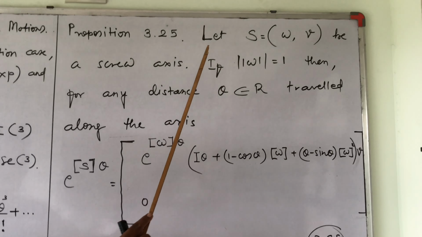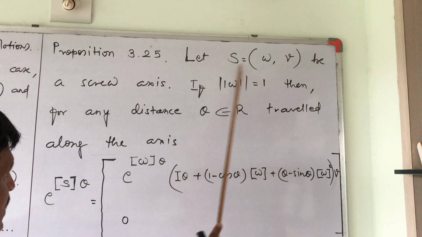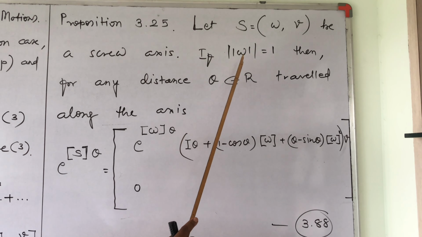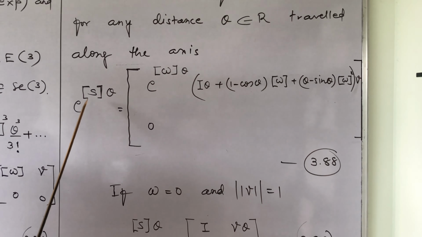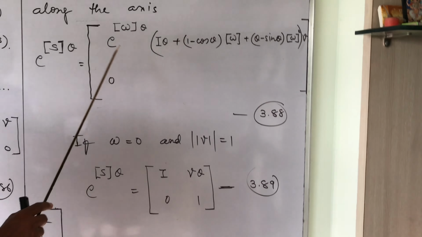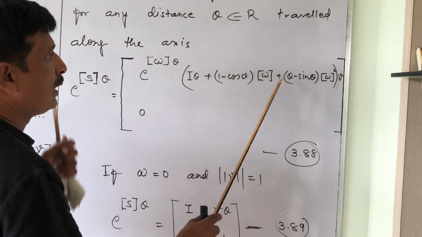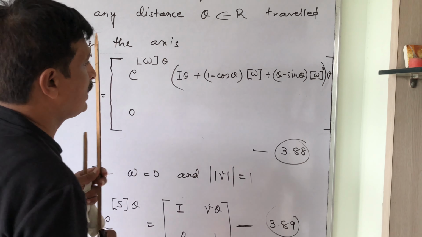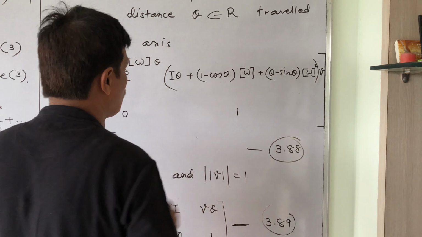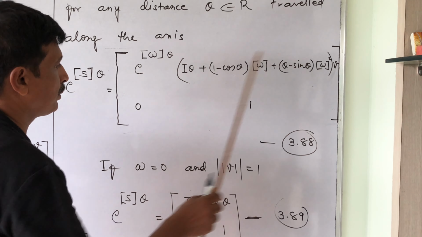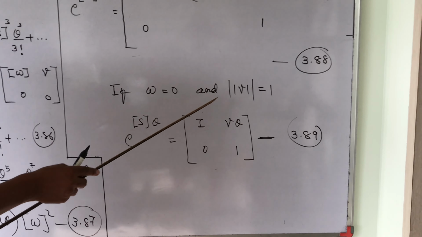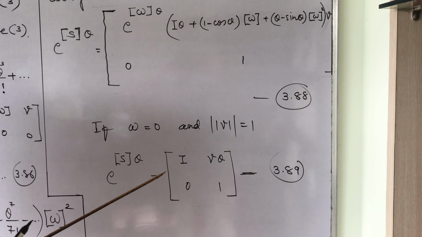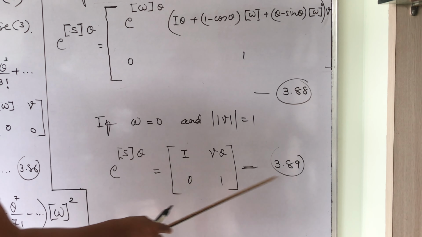Proposition 3.25. Let S equal to (omega, v) be a screw axis. If the norm of omega is 1, then for any distance theta belonging to R traveled along the axis, e raised to S theta has e raised to omega theta as the first entry, and the second entry is (I theta plus (1 minus cos theta) omega plus (theta minus sin theta) omega squared) times v, and the bottom row is 0, 1. Equation 3.88. If omega equals 0 and the norm of v is 1, e raised to S theta is [I, v theta; 0, 1]. Equation 3.89.